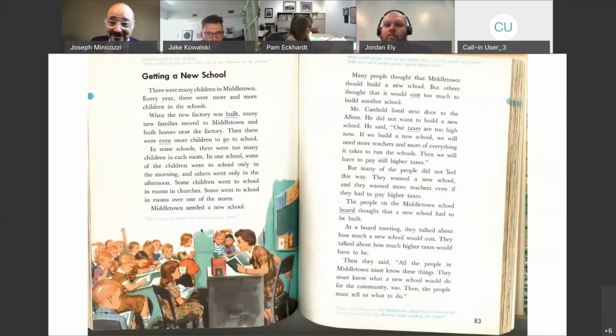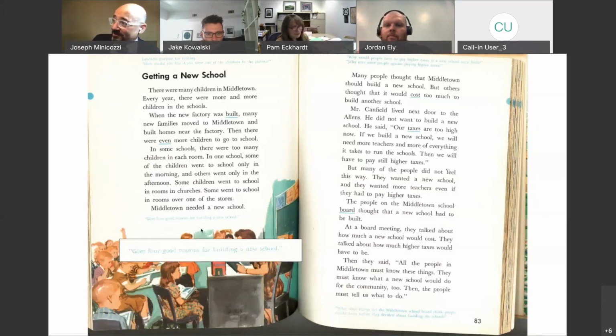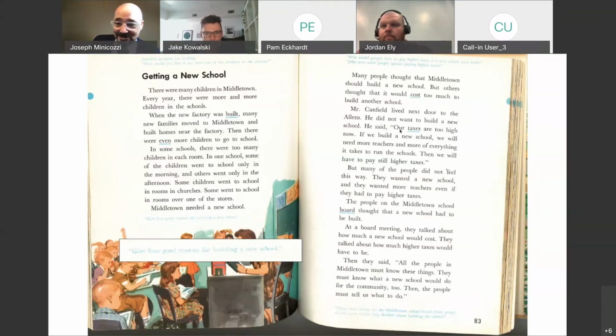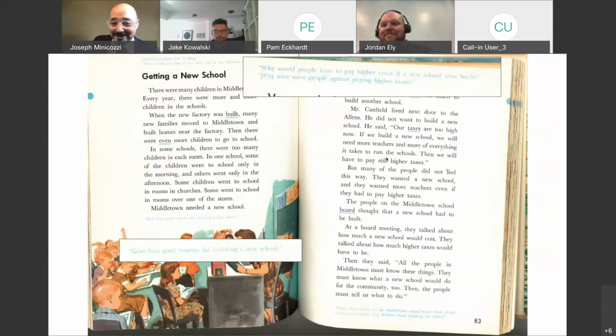That's called infrastructure. Okay. On the right, you read about Mr. Canfield, who lived next door. He didn't want a new school. He says, "Our taxes are too high now. If we build a new school, we'll need more teachers and everything else." Look at that. Things cost money. So you ask your 3rd graders, why would some people have to pay higher taxes if a new school were built? So anyway, I'll share the whole book with you.